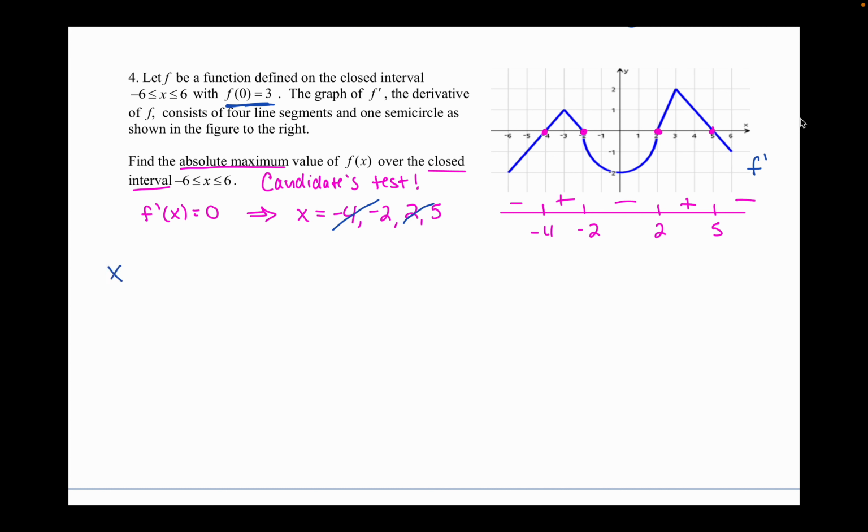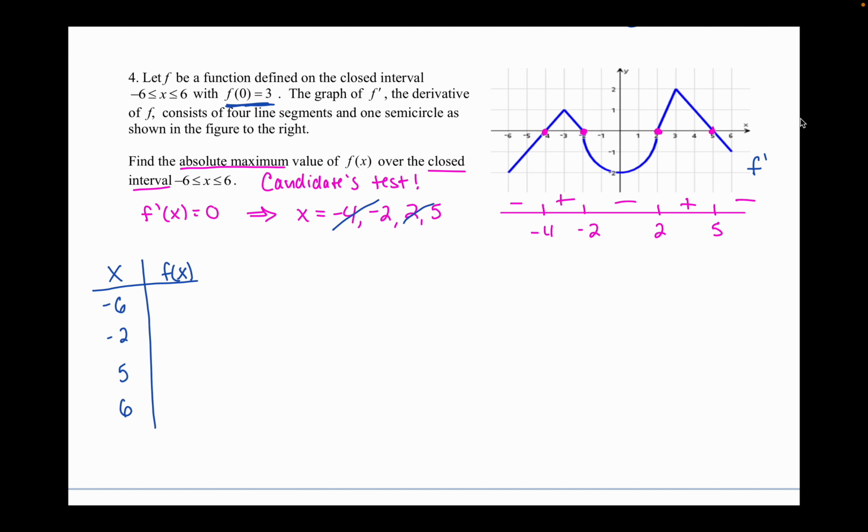Okay, so I'm going to make a table of values. We need to test our endpoints, and then we'll test our candidates for the maximums. So what I need to do now is figure out what is f of -6. What is f of -6?